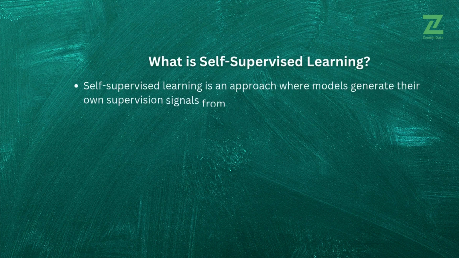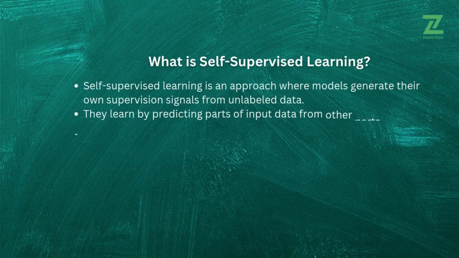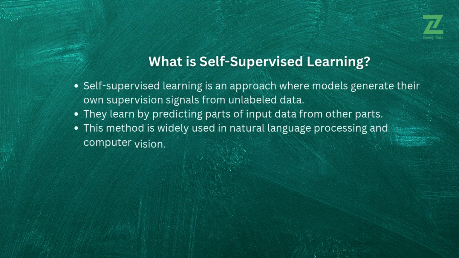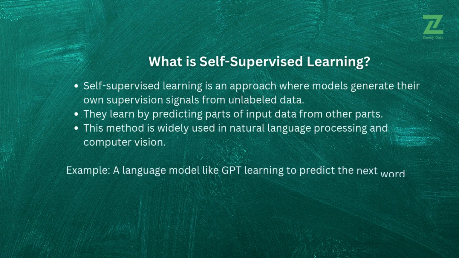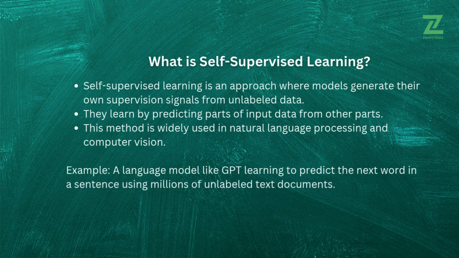Self-supervised learning is an approach where models generate their own supervision signals from unlabeled data. They learn by predicting parts of input data from other parts. This method is widely used in natural language processing and computer vision.